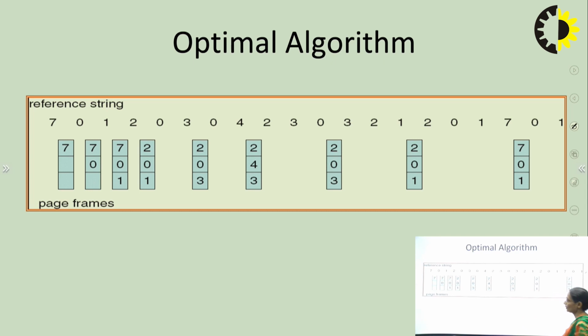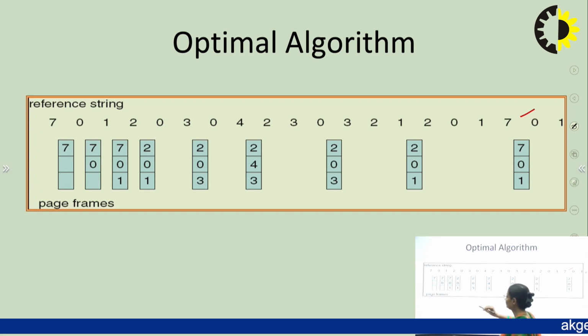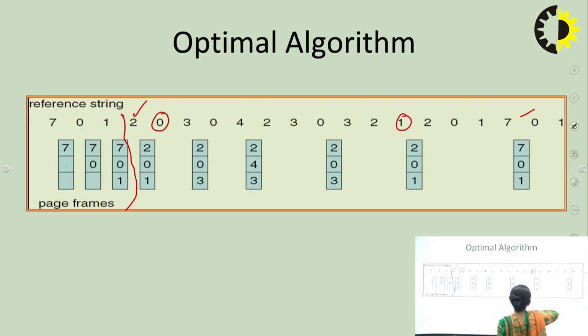We use the same reference string with the OPT algorithm. First 3 page faults as usual. With 2, again a page fault, but now we need to select among 7, 0 and 1. 0 is referred here, 1 is referred here, and 7 is referred here. The longest time is for 7, so my victim page is 7 in this case, and it gets replaced by 2. With 0, present in memory, no page fault.